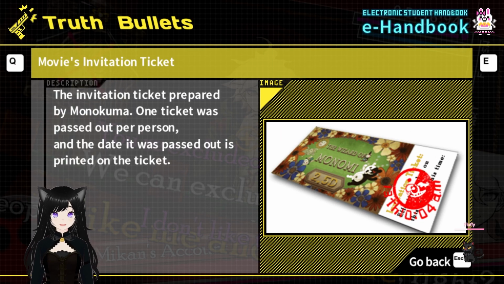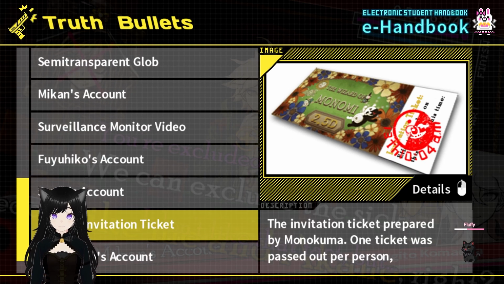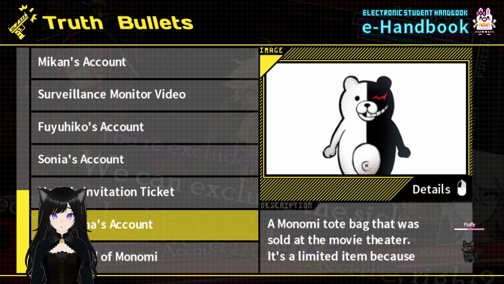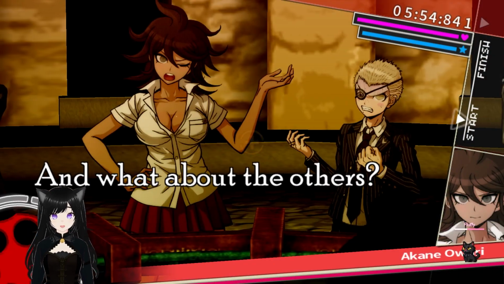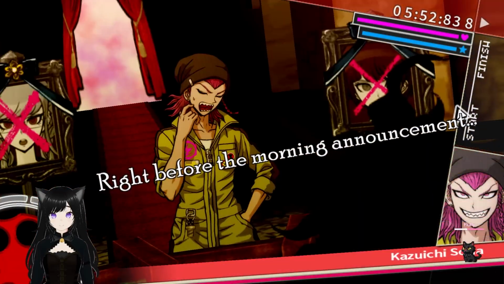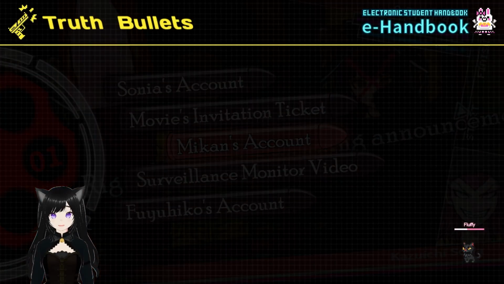The invitation ticket was prepared by Monokuma. One ticket was passed out per person, and the date it was passed out is printed on the ticket. I don't think that's going to help us again. And what was our other evidence? And what about the others? Surveillance. Right before the morning announcement, right? That's the only one?